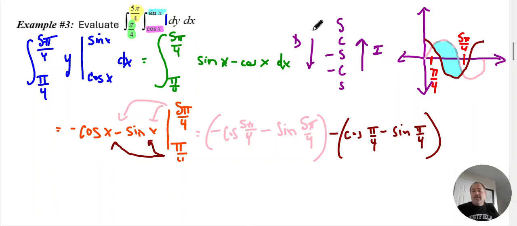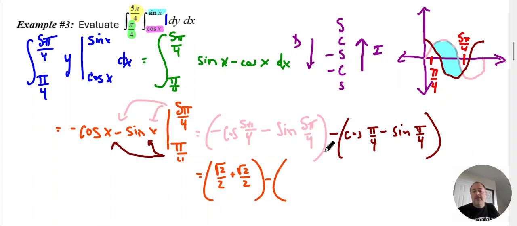And then we're just going to start evaluating, right? Remembering that cosine of 5 pi over 4 is negative square root of 2 over 2, but we have a negative in front of it, so it's just going to become positive square root of 2 over 2. Negative sine of 5 pi over 4: sine of 5 pi over 4 is also negative square root of 2 over 2, but the negative of that is also going to be positive, because it's in quadrant 3, so the opposite of that will keep them both positive. So there's our first term.